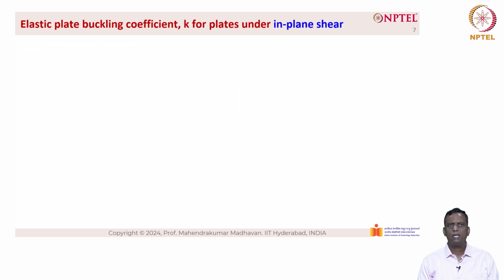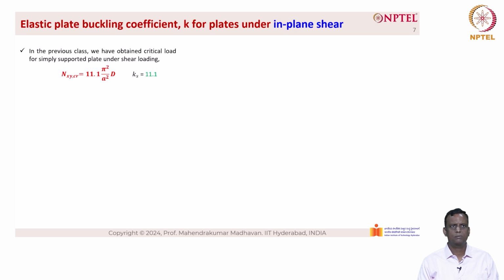Now, let us look at the elastic plate buckling coefficient for plates under in-plane shear. In the previous class, we have obtained the critical load for simply supported plate under shear loading, and we got the value Nxy critical equal to 11.1 into pi square D divided by a square, where k sub s is the shear buckling coefficient which we have derived using the strain energy method as 11.1.